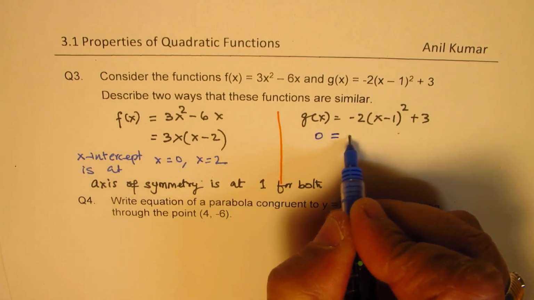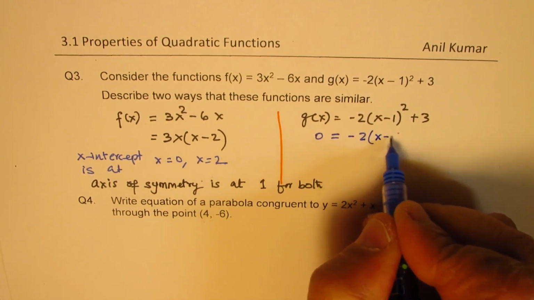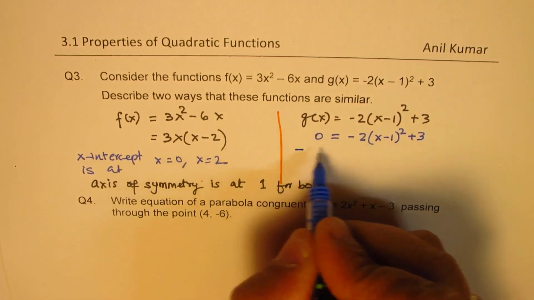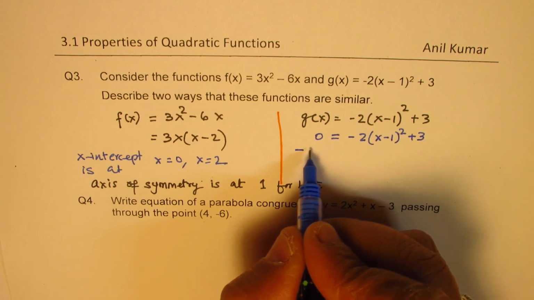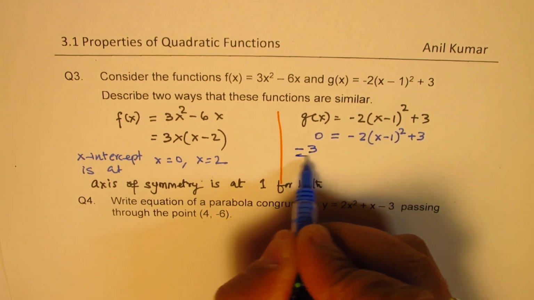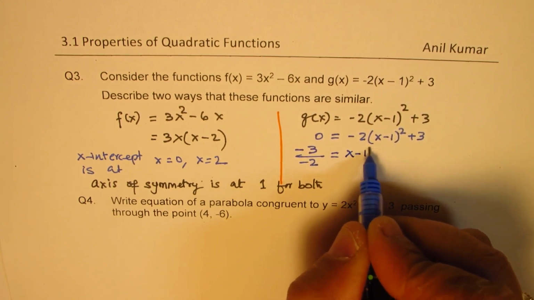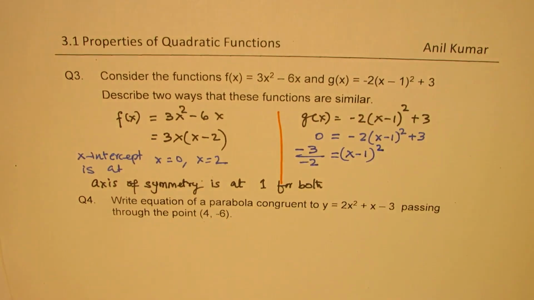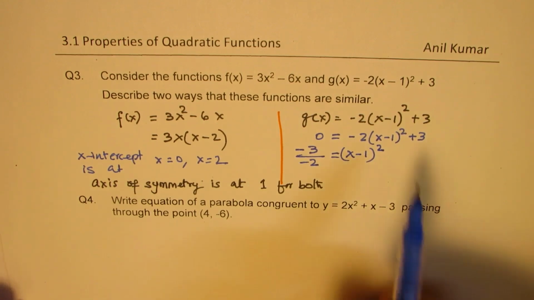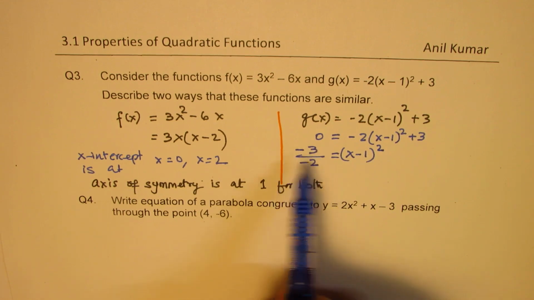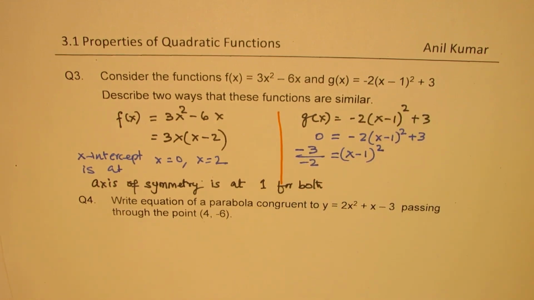So, this is 0. So, we have -2 times (x minus 1) whole squared plus 3. Bringing 3 to this side, we get -3 over -2 equals (x minus 1) whole squared. Now, that really doesn't work, right? Since when I do the square root, I'm not going to get any whole numbers here, right? So with this 3, that really doesn't work.